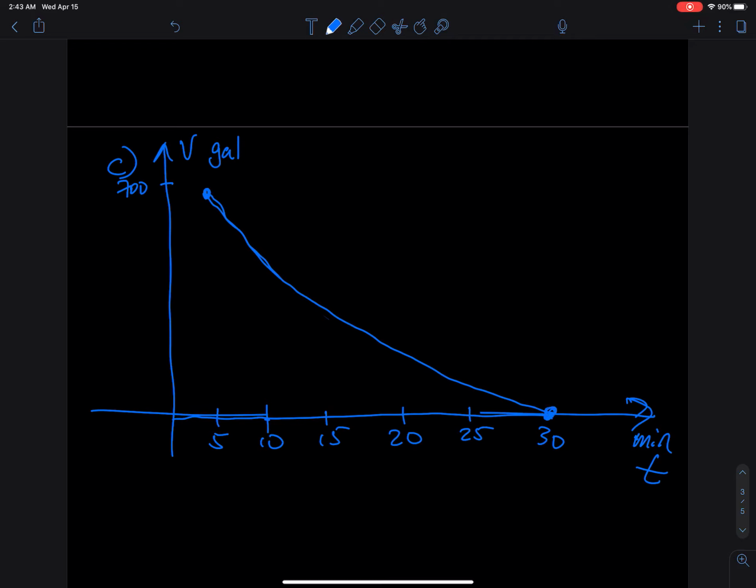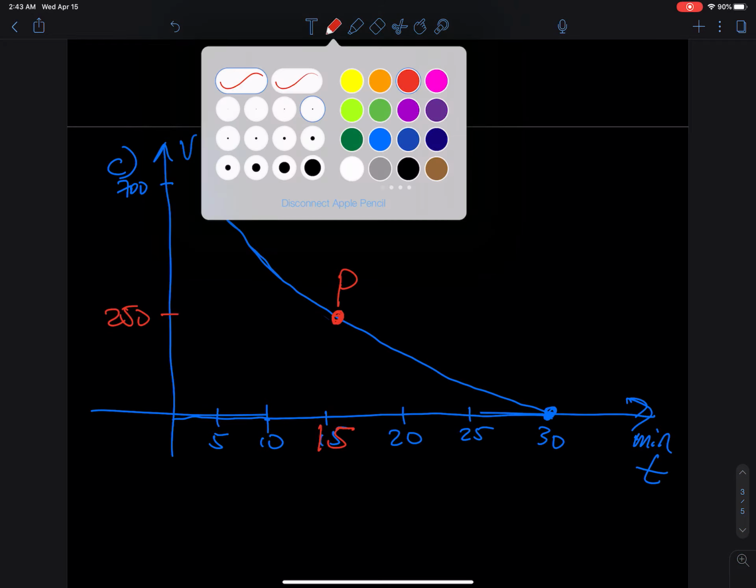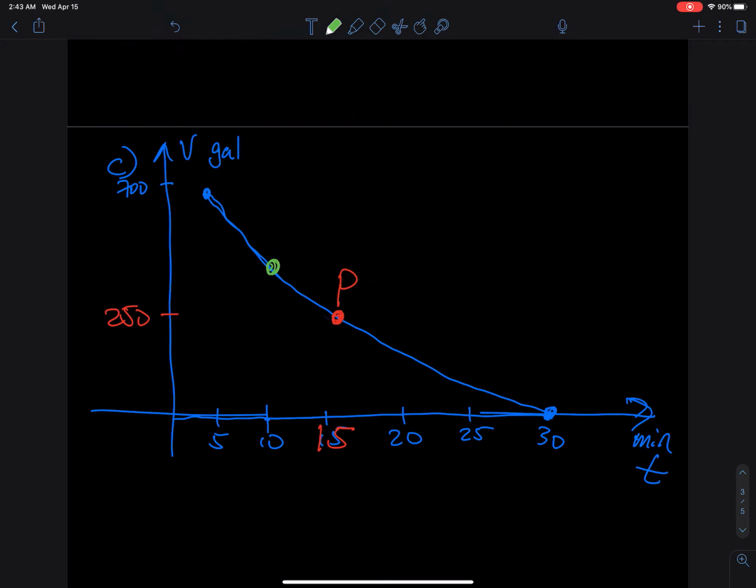All right, and then the point P, they use 15. I'm going to use another color for that. Let's use red. The point they use is 15, and then at this mark, 15, and 250. So this is my point P. And then they take 2 points, one at 10 and one at 20. This is a curve, not a straight line, although it looks like a straight line.